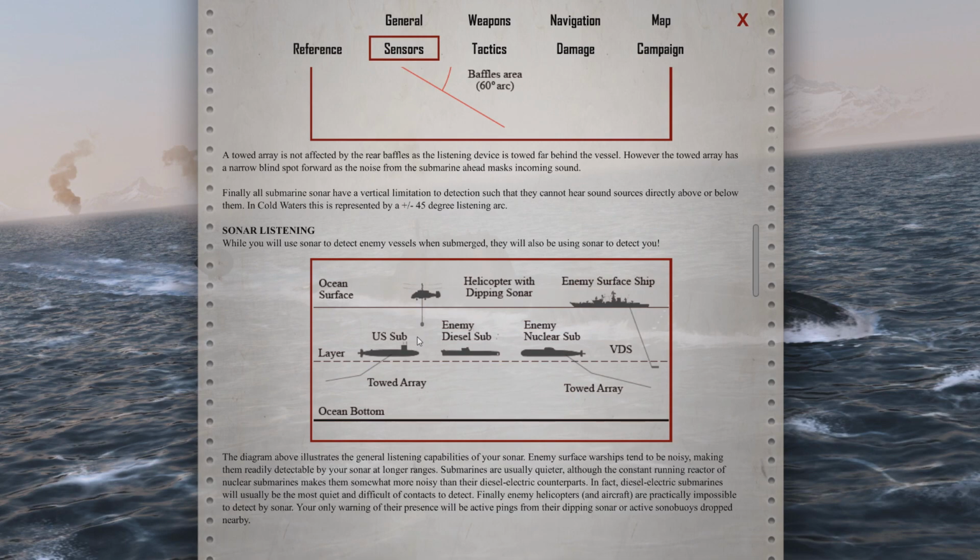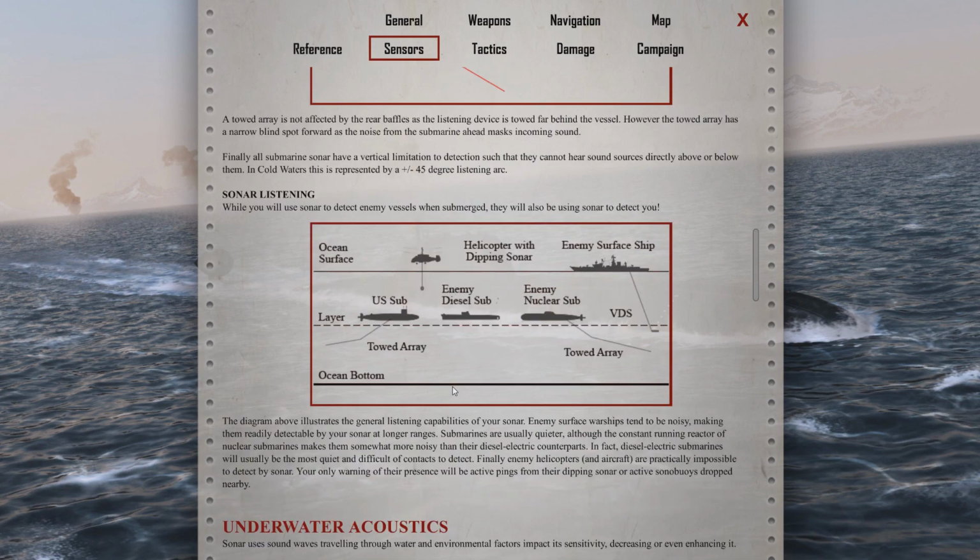Helicopter dipping with sonar. There's that level, and then the enemy diesel sub, enemy nuclear sub, diesel subs. We can take out. We're going to have to fight diesel subs. Enemy surface ship. They apparently have some sort of active sonar. The diagram. Right, Jesus Christ.